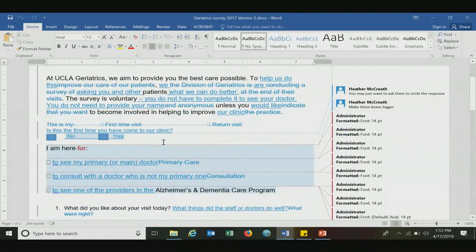Okay, so then asking people, is this a first-time visit or a return visit? Well, let's make it a simpler question. Is this the first time you've come to our clinic? Yes, no. That's what we mean by a return visit. So again, simplifying the question, being very specific.